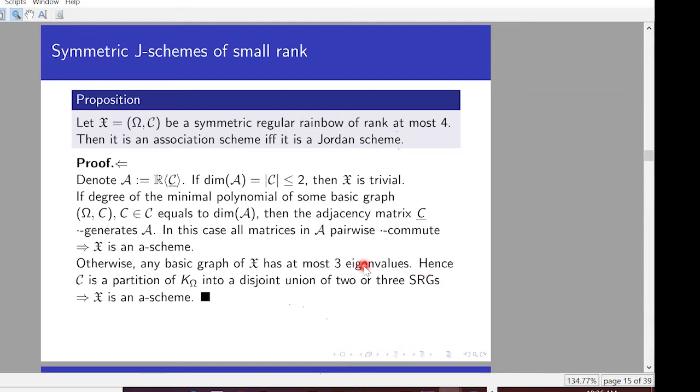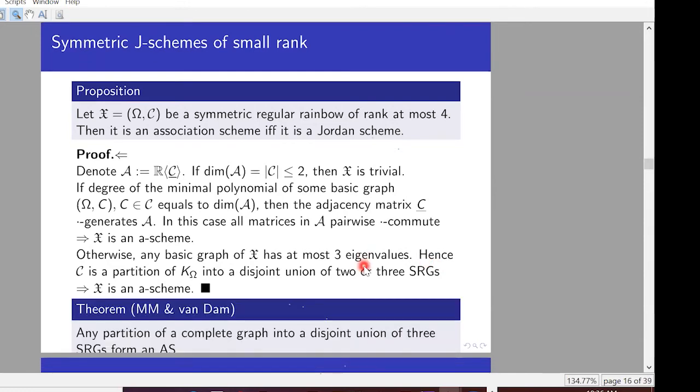Here, I can use the result we proved with Edwin, that any partition of a complete graph into a disjoint union of 3 strongly regular graphs is an association scheme. So that means for rank at most 4, we cannot find a Jordan scheme which is not an association scheme. So we have to move to rank 5. So the Jordan life starts from rank 5, so to speak.